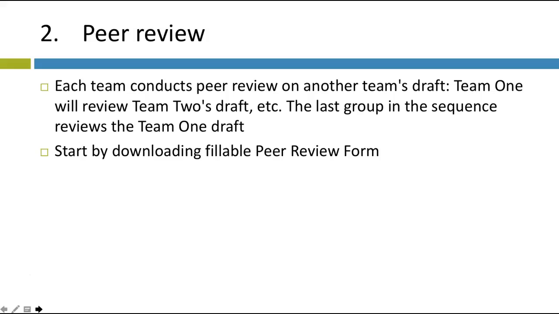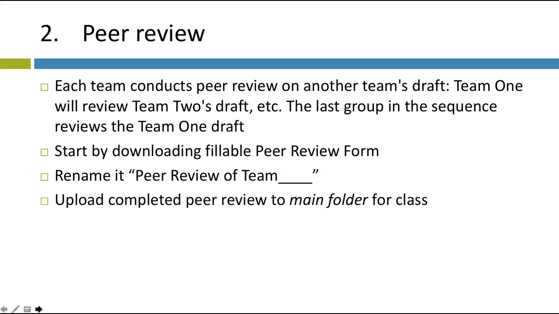The way to start with that is by downloading the fillable peer review form. It's on D2L. I emailed it to everybody. It's also on Microsoft Teams, and I'll show you that in a few minutes. First thing you want to do with that peer review form is to rename it. So you're going to call it peer review of Team 4 if it happens to be Team 4 that you're doing peer review on. And then when you have completed that peer review, you're going to upload it to the same place where you submitted your rough draft. In other words, the main folder for the class.